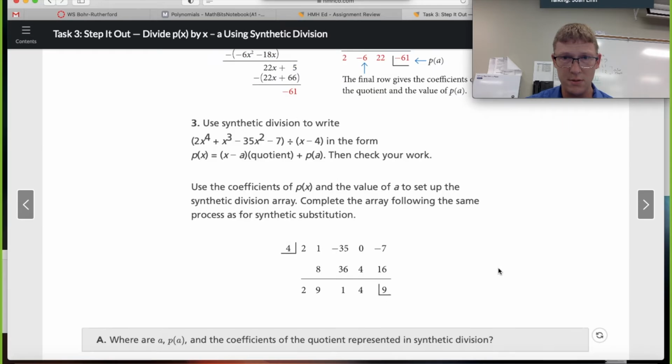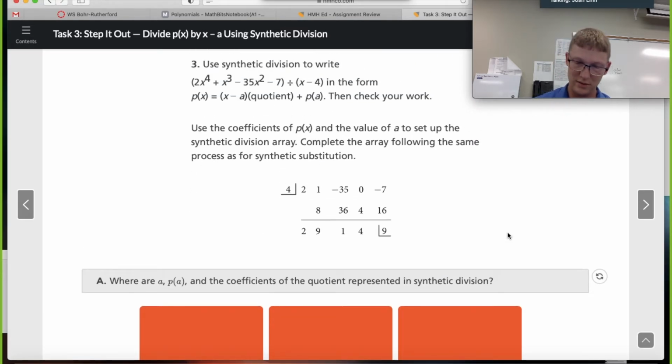So then, to get these numbers, this is going to come straight down. 2 times 4 is 8. Add it together. So 9 times 4 is 36. Add it together. You get 1. 1 times 4 is 4. Add it together. You get 4. 4 times 4 is 16. Add it together. You get 9. So remember, this is going to be our remainder. This is going to be our answer, if you will.